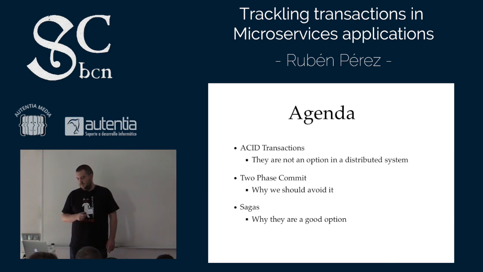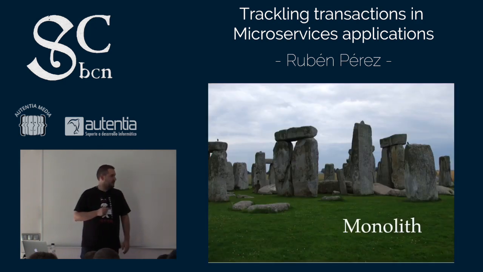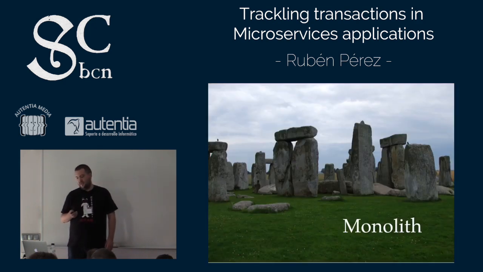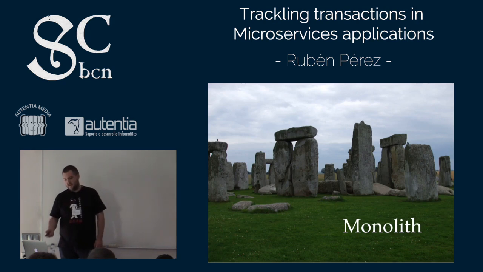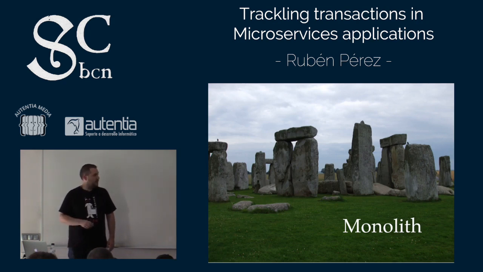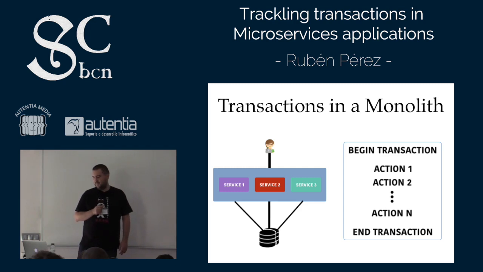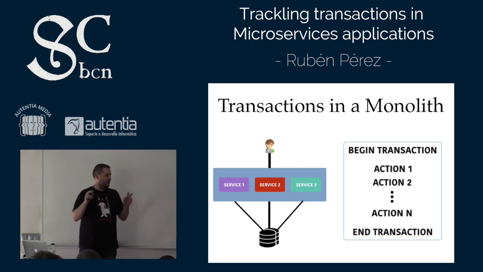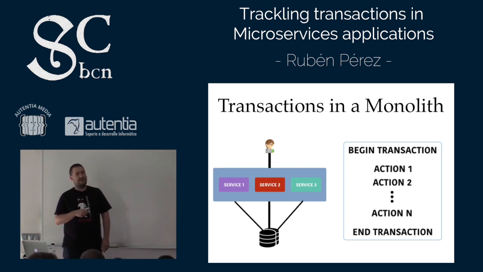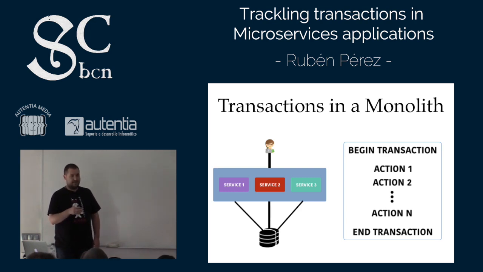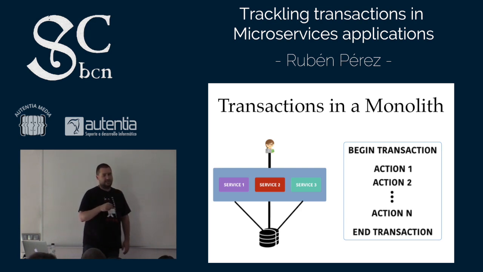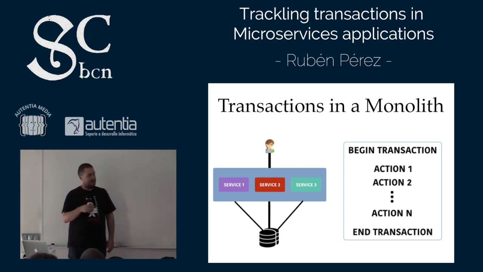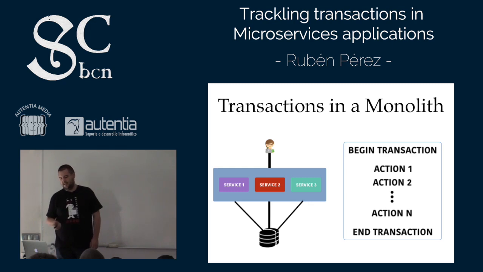So here we go. Lots of us have worked in a monolith. And there we have that magic thing that are ACID transactions. So we can execute more than one command to a database in an atomic way. We can just begin a transaction, do whatever we need in there, and end the transaction. And either everything completes successfully, or the database will be left in the same state as before.